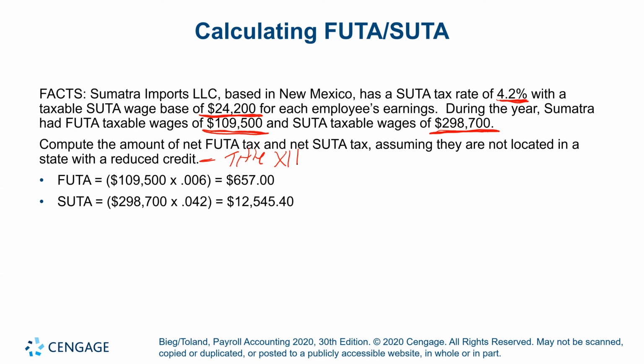But so if they do not have the reduced credit, we take that 109,500 times 0.006, that's 0.6%. So FUTA taxes the employer, right? The employer pays $657 to federal unemployment. And then for SUTA at 4.2%, then the employer pays $12,545.40. Okay.